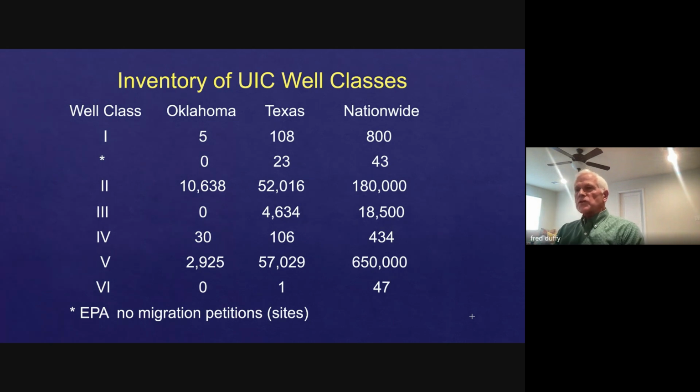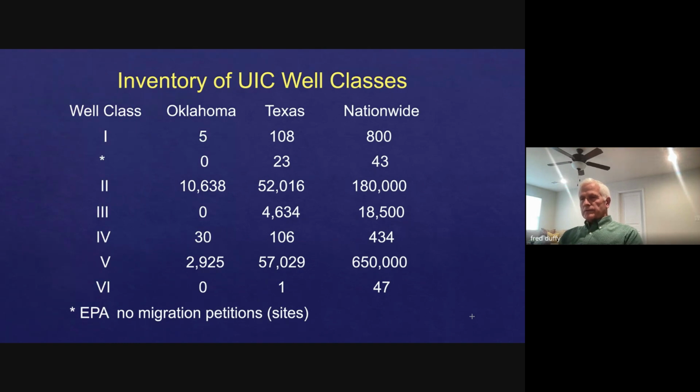For class 2, these are the wells associated with oil and gas. Oklahoma, over 10,000. Texas, 52,000 plus. Nationwide, 180,000. Texas has about 1/3 of the total number. Class 3, Oklahoma 0, Texas 4,600, and nationwide there's 18,500. So Texas has about 20% of the wells, somewhere around there. Class 4, Oklahoma has 30, Texas 106, nationwide 434. Class 5, those are the non-hazardous shallow wells: almost 3,000 for Oklahoma, 57,000 for Texas, and 650,000 nationwide. On class 6, Oklahoma at the present time, there are no permits issued.